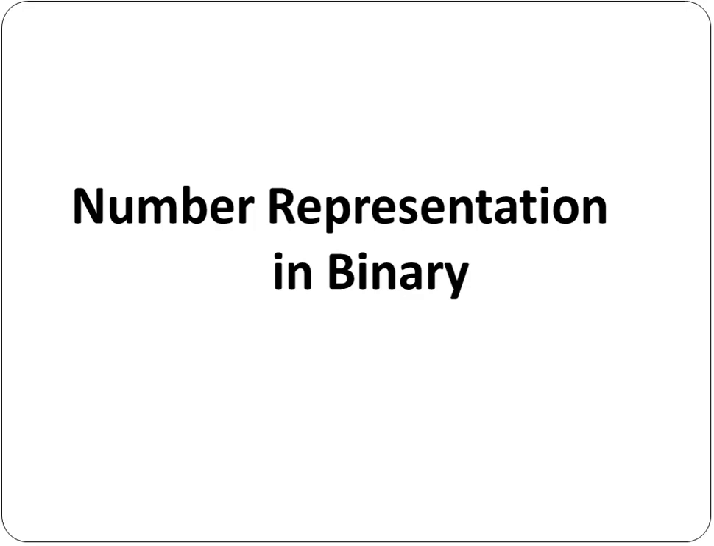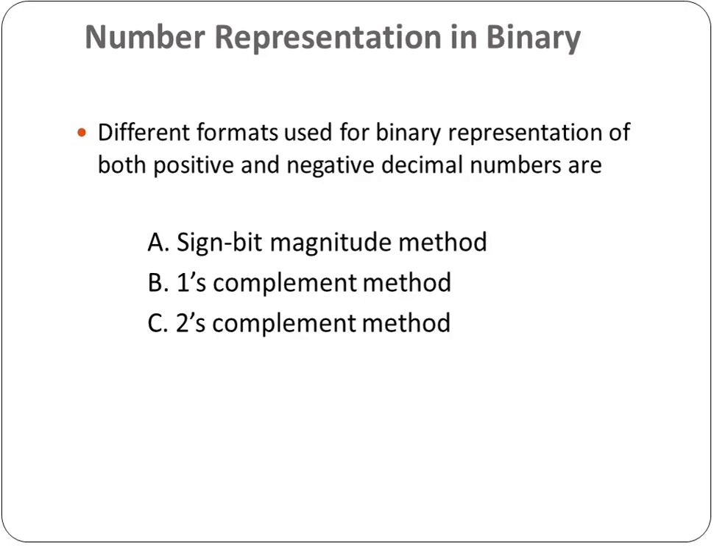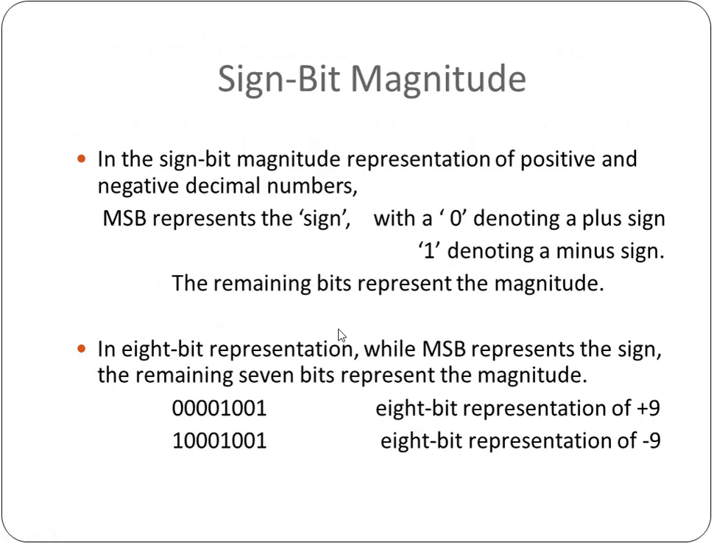Now we will see number representation in binary. Different formats are used for binary representation for both positive and negative decimal numbers. They are the sign bit magnitude method, the second is the ones complement method, and the third is the twos complement method. We will see them one by one.